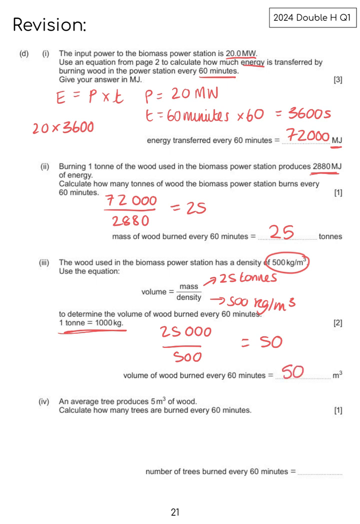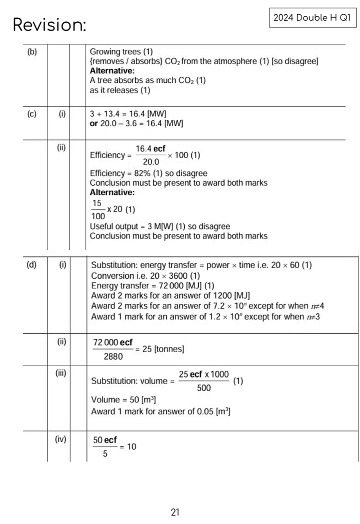And then again, we've got another error carried forward mark as we go into the last part of this question. Each tree produces 5 metres cubed. How many trees to get that 50 metres cubed? We do 50 divided by 5. We're going to need 10 trees to be burned every 60 minutes. And here's the mark scheme for that question. As you can see, lots of error carried forward marks, ECF, ECF, ECF. So if you can't do part 1, just keep going with a made up number.